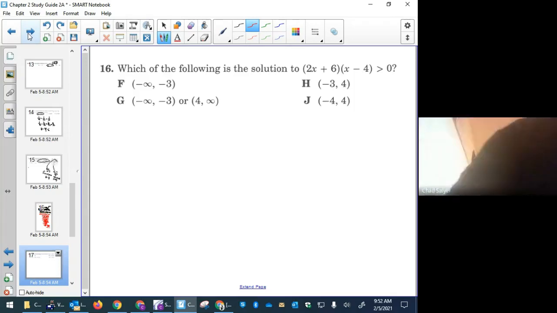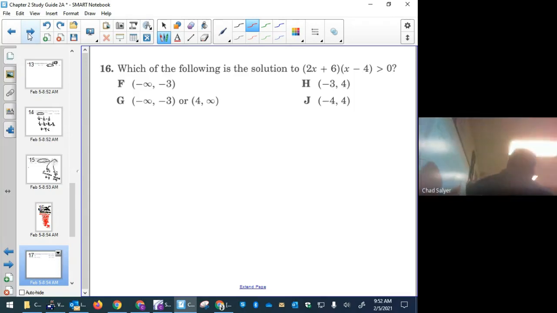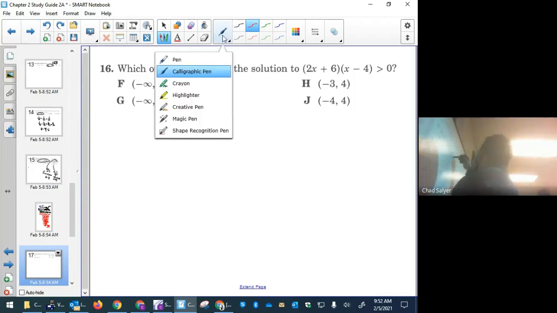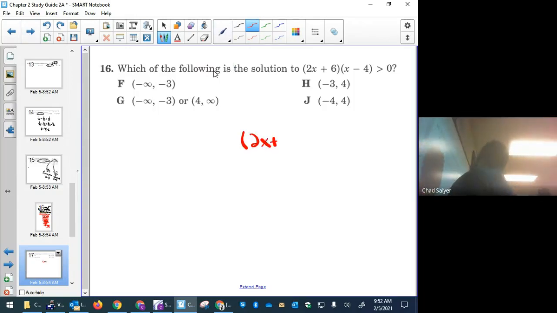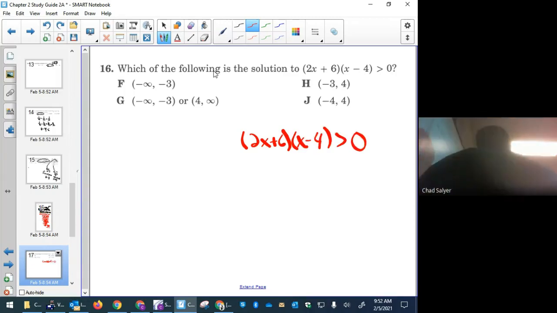Which of the following is the solution to this? And here we have a quadratic inequality. Wait a minute, that doesn't look like quadratic. Yeah, it is. Just multiply it out. They kind of gave you a little gift here because it's factored. You know the zeros immediately.